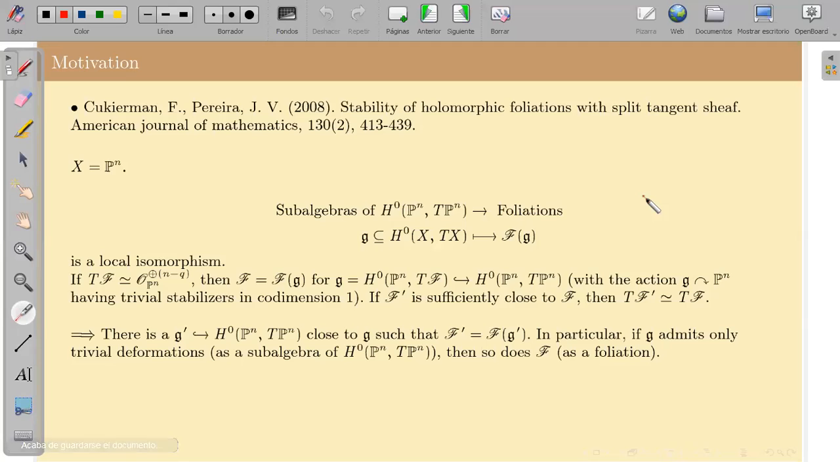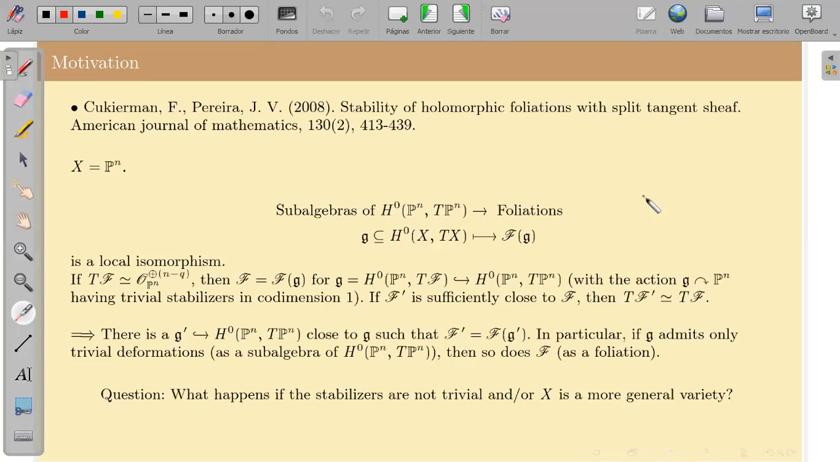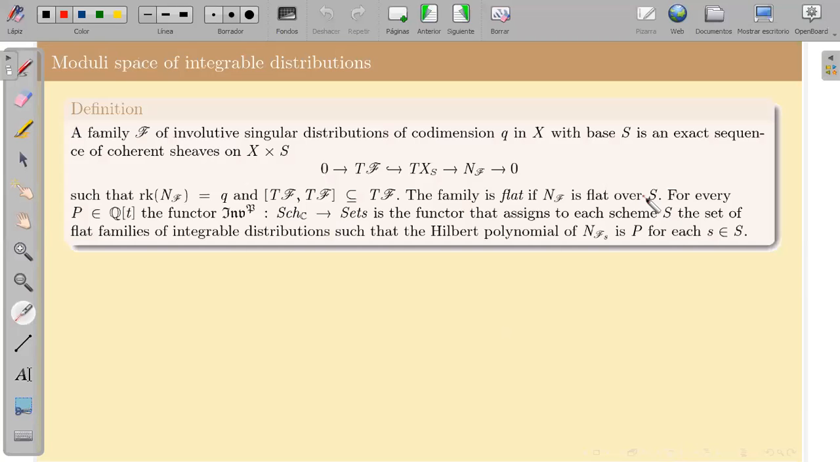So the natural question now is the following: what happens if the stabilizers are not trivial, or if X is a more general variety? And we will see that the picture is the same as long as we are standing at a foliation such that its tangent sheaf has trivial first cohomology group. Okay, so now let's give more precision about these moduli spaces and their interaction.